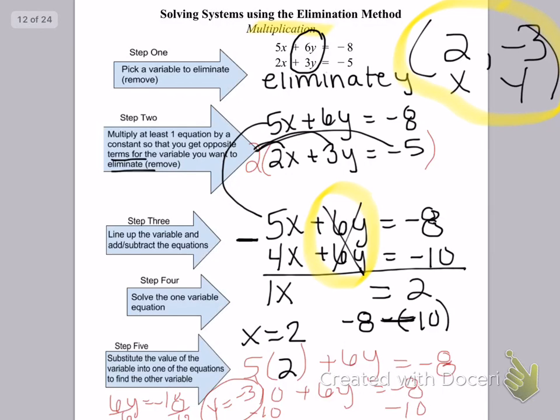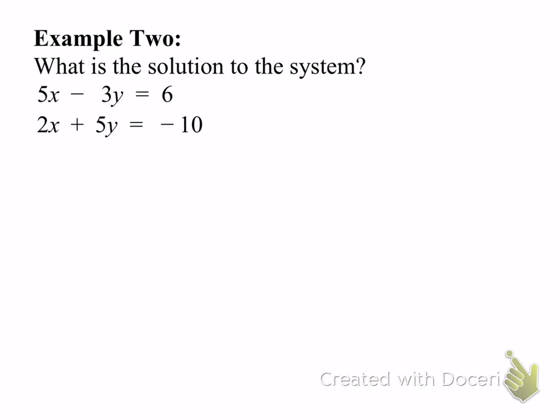So let's go ahead and jump to our next problem. We've got 3 more I want to do. So example number 2. Our goal is to figure out which one to eliminate. Well, for this one, there's not really a good one that jumps right out at us. So let's just go ahead and eliminate x. Eliminate x. So we need to figure out what to multiply by.